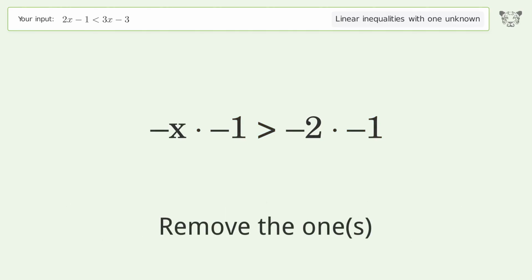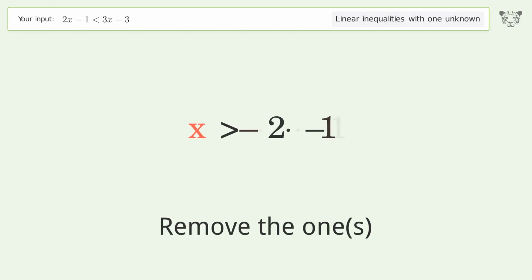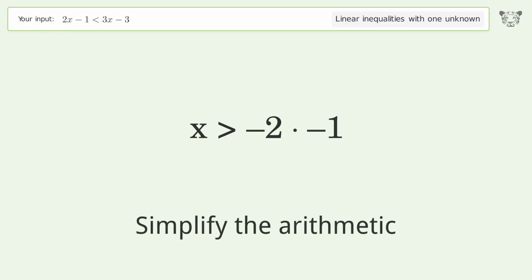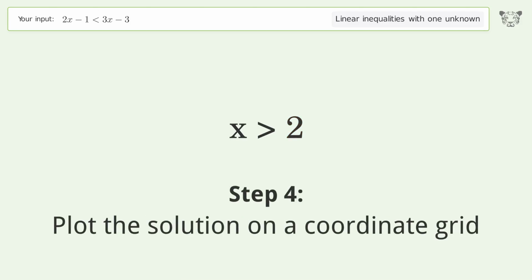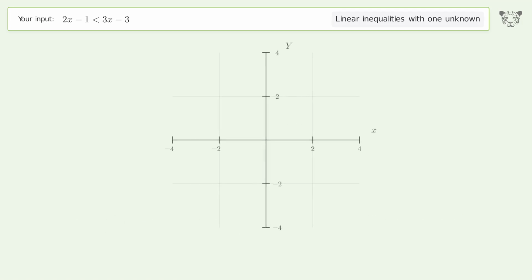Remove the ones. Simplify the arithmetic. Plot the solution on a coordinate grid. And so the final result is x greater than 2.